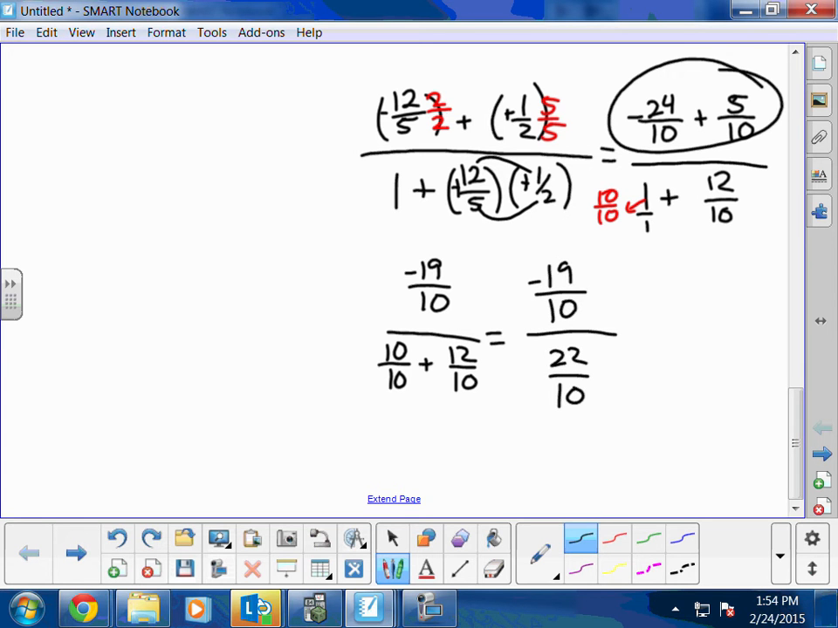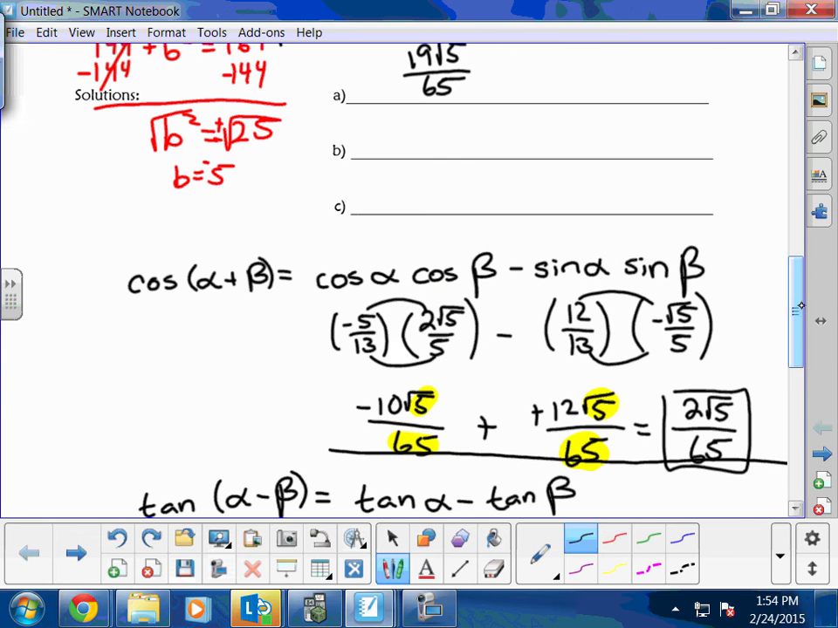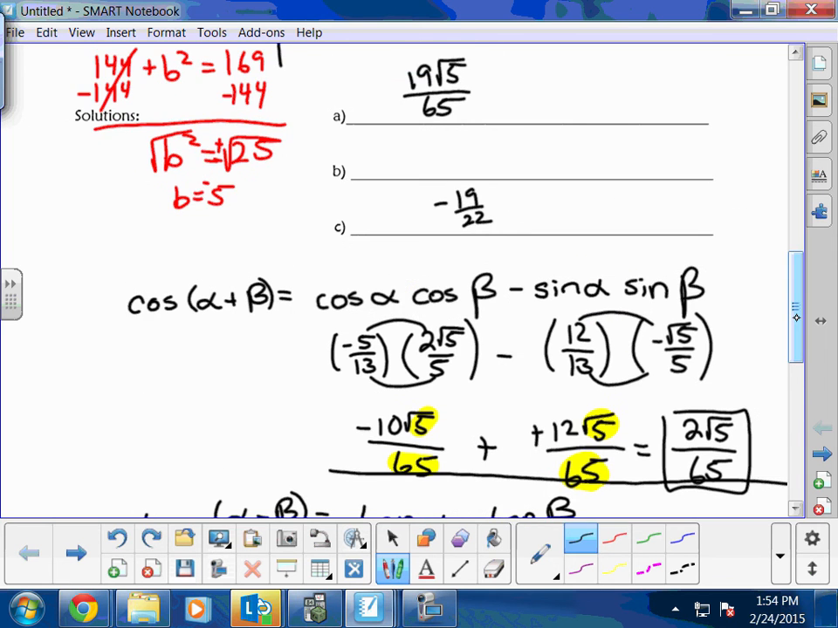Now, from here, I'm going to multiply the numerator by the reciprocal of the denominator, because that's what happens. And these cancel out, and I'm left with negative 19 over 22 as the answer. So that means this is negative 19 over 22. And my B, which I had here, was 2 square root of 5 over 65. So there we go, we solved problem 1 of the review. Let's go ahead and continue, and now look at the next problem. Next problem on the next page.